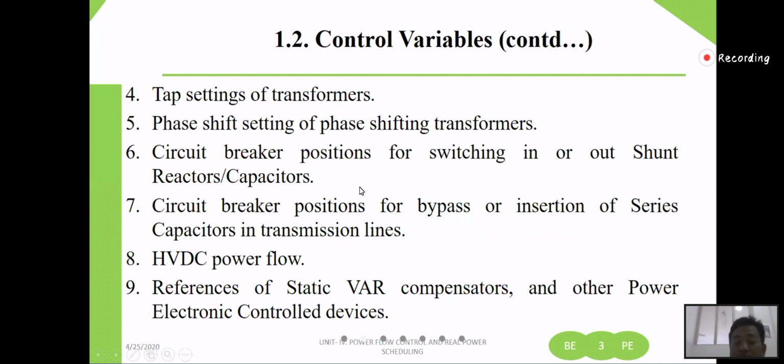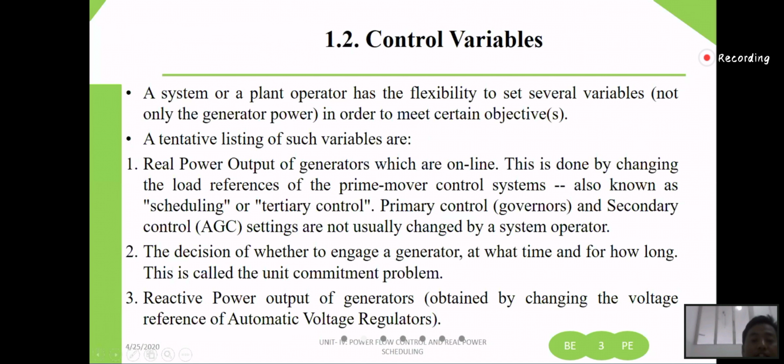Then another one is the circuit breaker position for switching in or out shunt reactors or capacitors. Whenever you require a reactor, you have to put it on, and whenever it is not required, you have to put it off. So it depends on the circuit breaker position, and also the circuit breaker position for bypass or insertion of a series capacitor in the transmission line. Then HVDC power flow, which we have learned, the link, and the reference of static var compensator and other power electronic control devices. So these are the control variables in a power system.